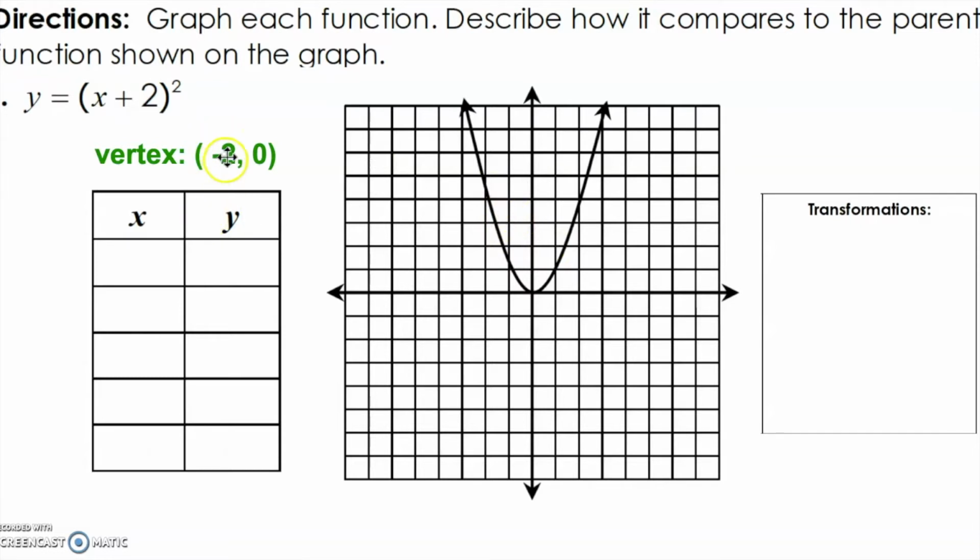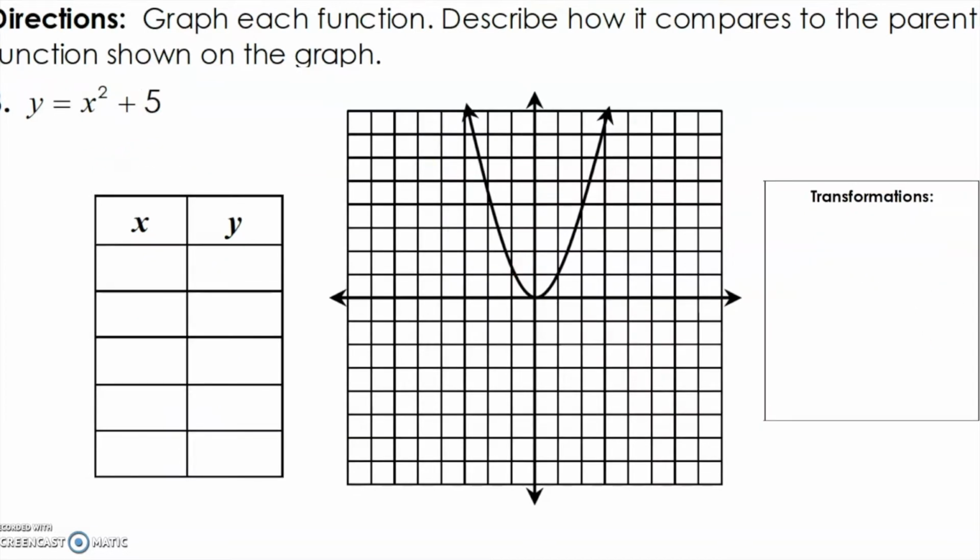If I have an h value that's negative, where should my parabola move? My parabola should move left 2. We can see that in our points as well. My vertex is (negative 2, 0), and this point that was at (negative 1, 1) moved left 2. This point that was at (negative 2, 4) moved left 2 to (negative 4, positive 4). So the transformation that happened here was left 2.